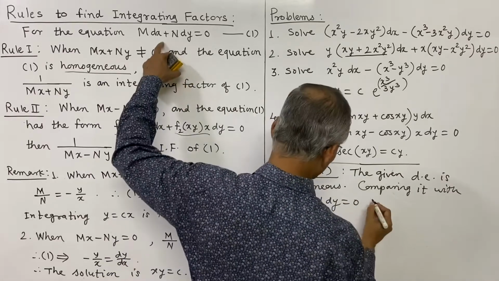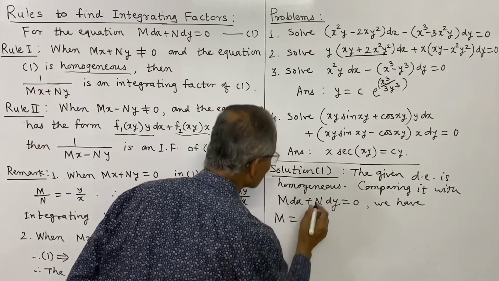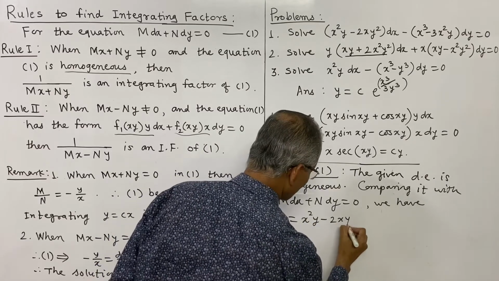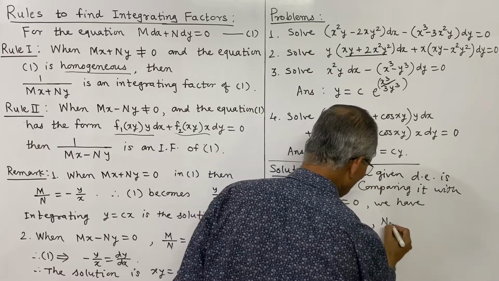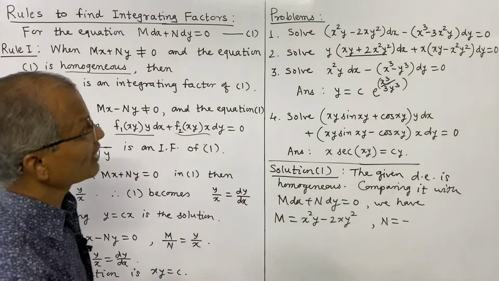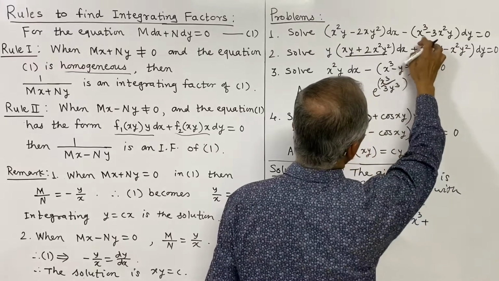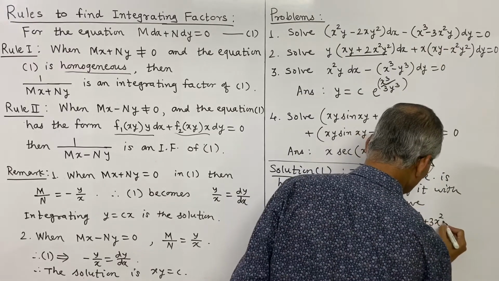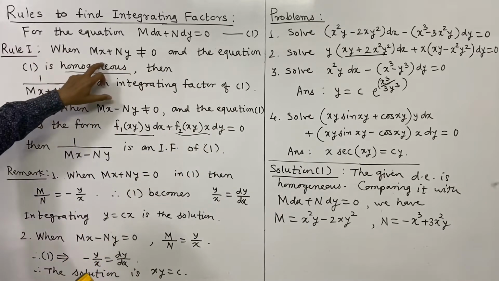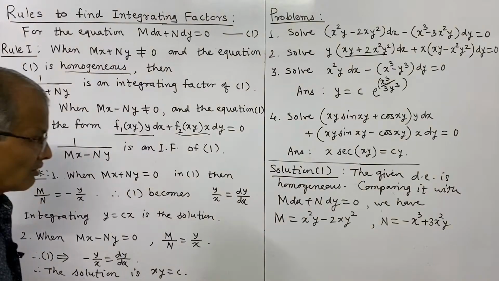See this equation, what is M? M is the coefficient of dx, x square y minus 2x y square, and N is negative, the sign must be taken, minus x cube, and that will be plus 3x square y. So this is N. Now what we are going to use is the first rule. Therefore we shall check whether Mx plus Ny is non-zero or not.